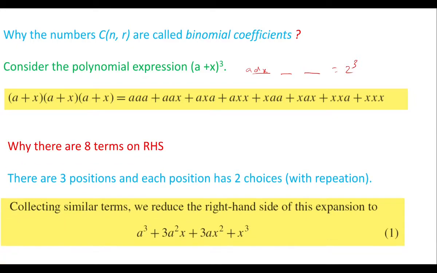And the other question is that when you write the sum, you will see that the coefficient of a cubed is 1, a squared x is 3, and so on. So how do we compute this coefficient? Again, let's focus on x. What we are saying is that out of 3 positions we are choosing 1.